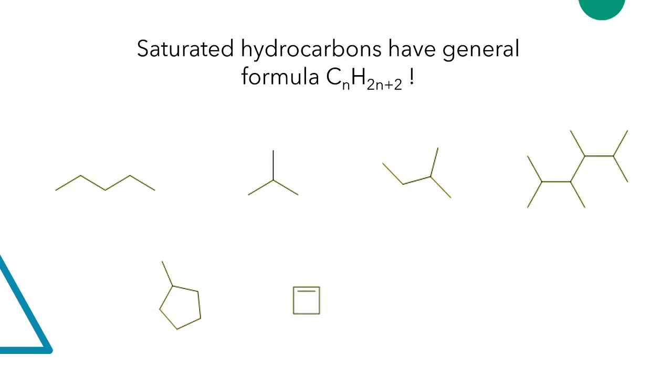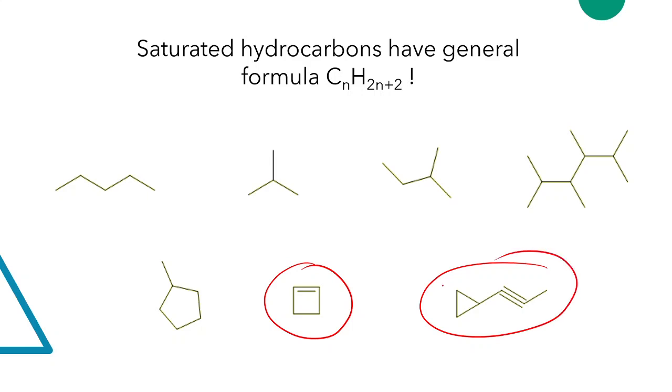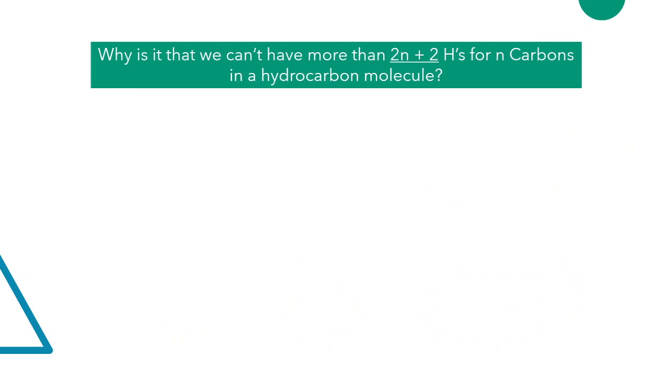Similarly, you can figure out these examples. This example here is also not a saturated hydrocarbon. This example here is also not a saturated hydrocarbon. You can figure it out on your own. So why is it that we can't have more than 2n+2 hydrogens for n carbons in a hydrocarbon molecule?